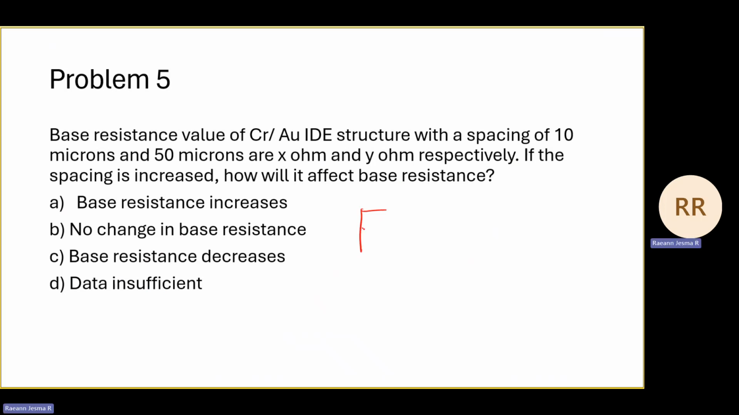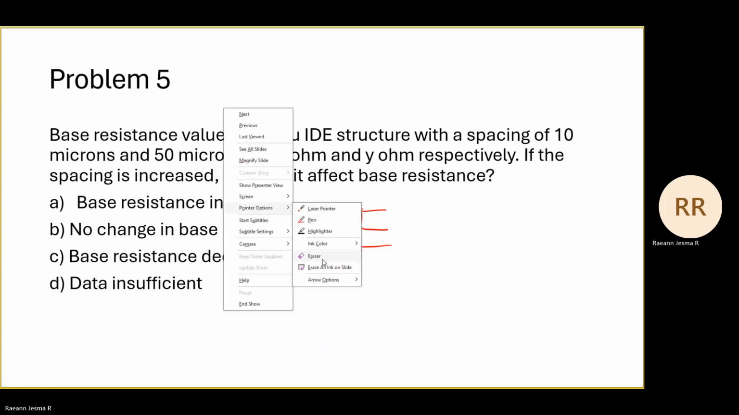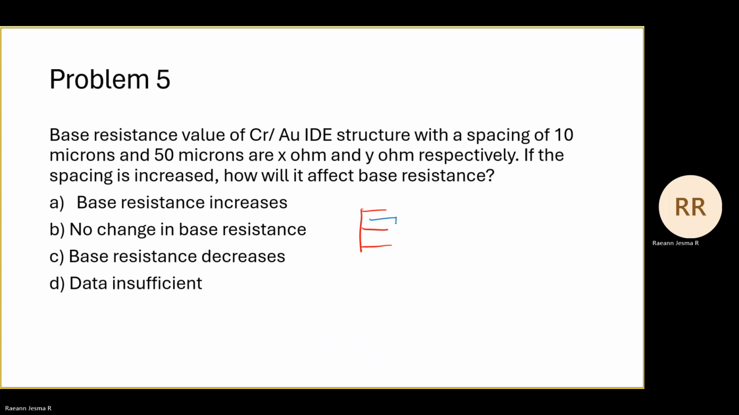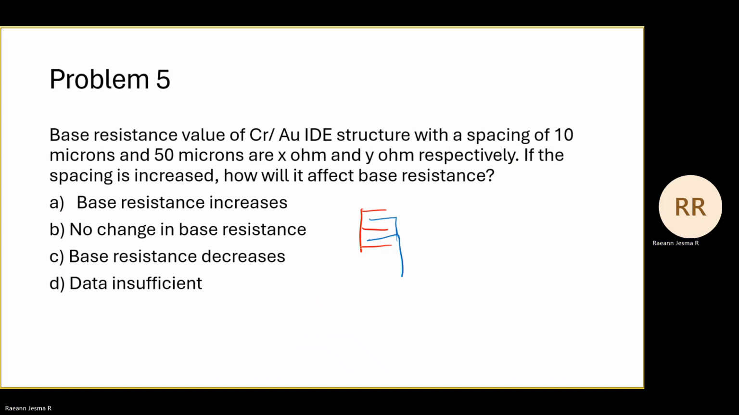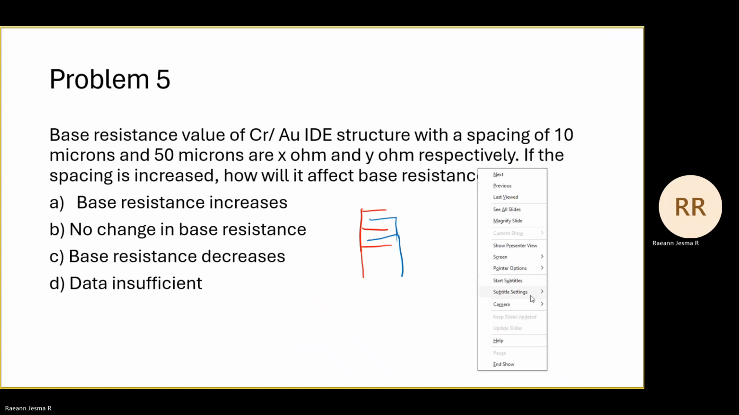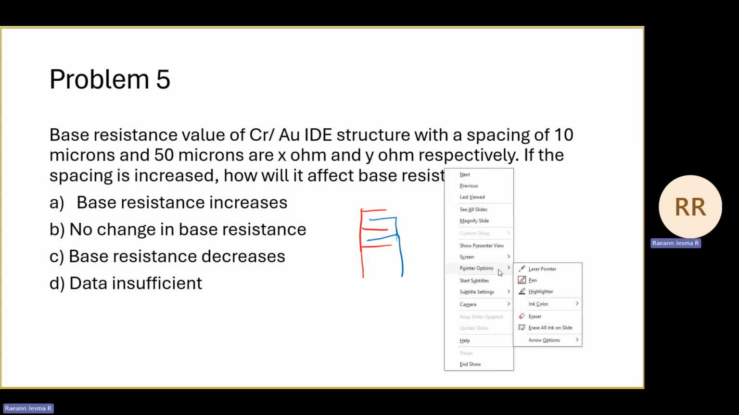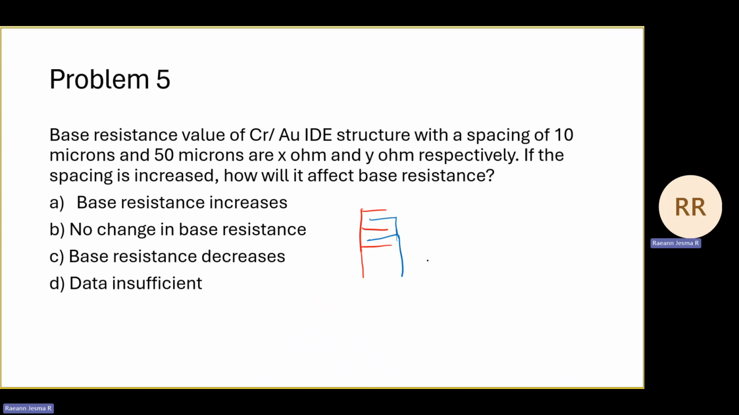Okay. So in this problem, we have IDE structures. Let's say these are our IDE structures. And what is given is that the spacing between them is mentioned. One has a spacing of 10 microns, and the other has a spacing of 50 microns. So this is the spacing that we are talking about.